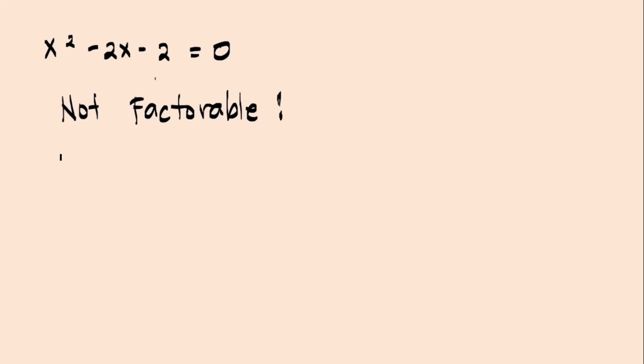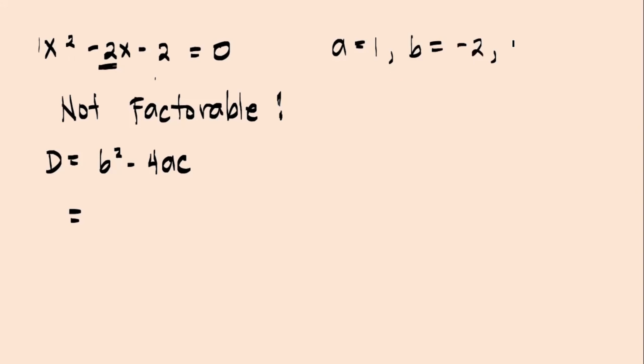What is the formula for the discriminant? So D is equal to B squared minus 4AC. Okay, so we all know that this trinomial is not factorable. So now, i-prove lang natin na hindi nga siya factorable using discriminant. Okay, so ano yung value ng A natin? A is equal to 1. Ang B natin dito is equal to negative 2. And yung C natin is negative 2.